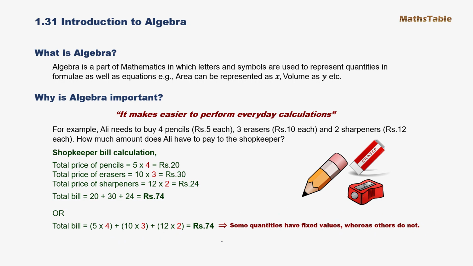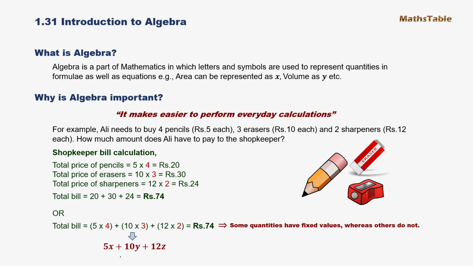So, it's very important. Based on this conclusion, the shopkeeper can modify his calculation to make it a generalized calculation. For example, he can substitute these values 4, 3, and 2, which can vary with each customer, by writing them as alphabetical letters like X, Y, and Z. So here X represents the number of pencils each customer will buy, Y represents the number of erasers, and similarly Z represents the number of sharpeners. And the constant values which do not change, like 5, 10, and 12, are written as they are.